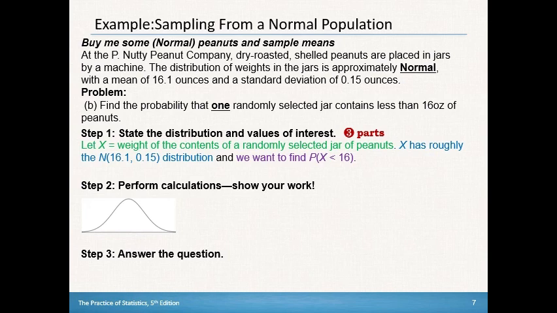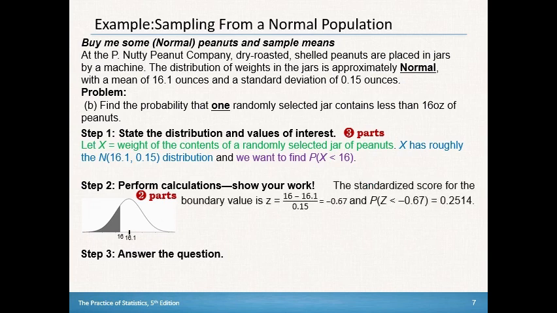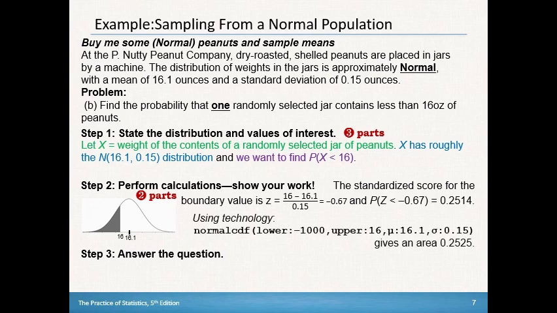All right, step 2. We have 2 components to this. The first thing we want to do is draw a normal curve, labeled and shaded. So the mean is 16.1. We want to be below 16, so we shade to the left there. You can still use your z-score if you want, but I would recommend using your technology, your normal CDF in this case. And then finally, the last thing you want to do is answer the question, the third component of step 1, in the form of a sentence.